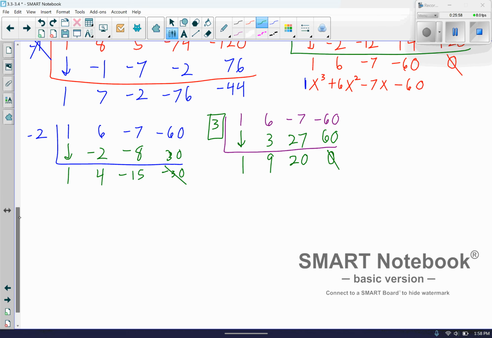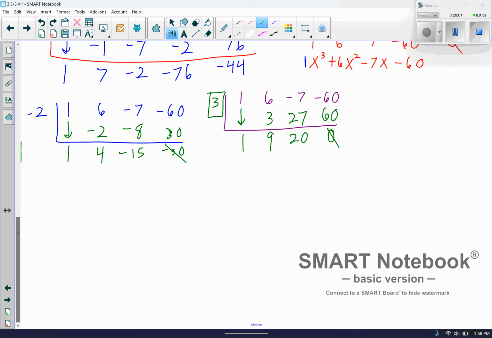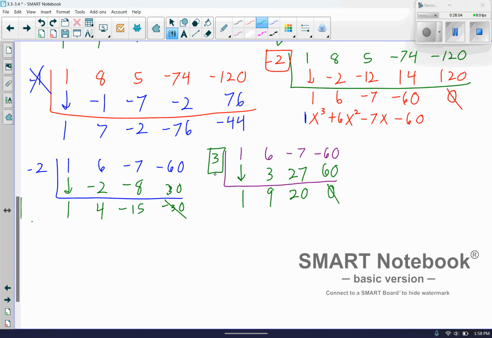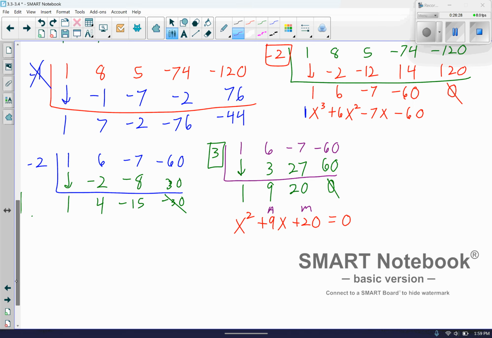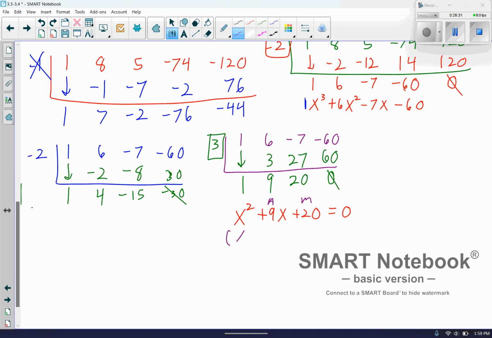So now I know 2 of them. I know negative 2 works, and I know 3 works. Now maybe 3 works again. I'm not really sure. But at this point, now my quotient is going to be a quadratic. It's going to be x squared plus 9x plus 20. And so what that means is I can either factor it, or I can do the quadratic formula. And it is factorable, so I might as well just factor it. So I got to figure out what multiplies to give me 20 but add up to 9. So let's see, I believe this would factor into x plus 5 times x plus 4 equals 0.